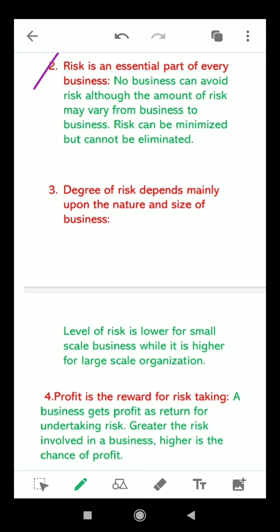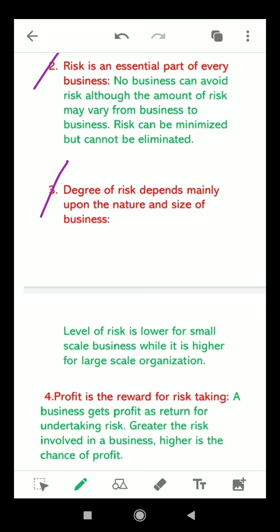Number 2 is risk is an essential part of every business. No risk can be avoided. Although the amount of risk may vary from business to business, risk can be minimized but cannot be eliminated. That means risk is an essential characteristic of business. Every business has some risks, and risks cannot altogether be avoided, but they can be reduced by proper planning and forecasting of various factors.